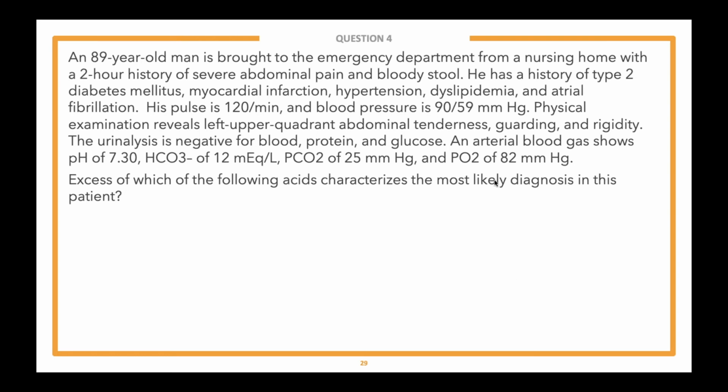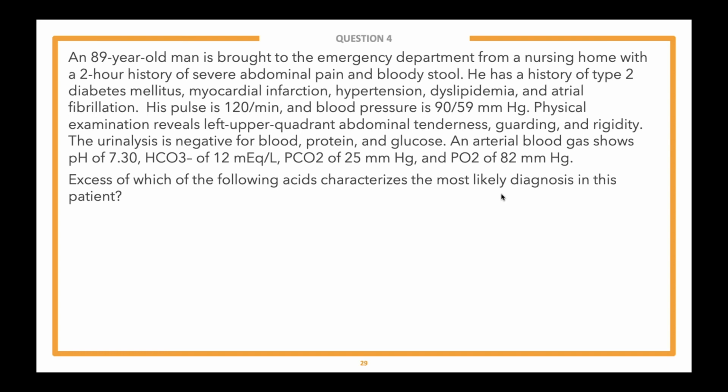All right, I see the responses coming in. Let's go ahead and take a look. An 89-year-old man is brought to the emergency department from a nursing home with a 2-hour history of severe abdominal pain and bloody stool. He has a history of type 2 diabetes mellitus, myocardial infarction, hypertension, dyslipidemia, and atrial fibrillation.